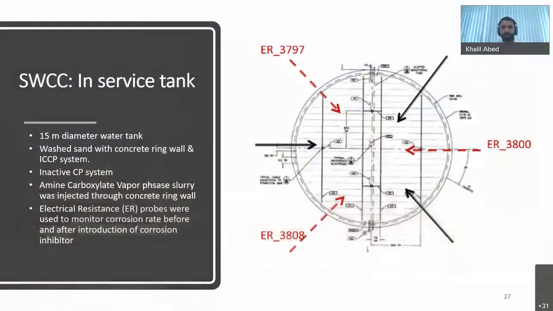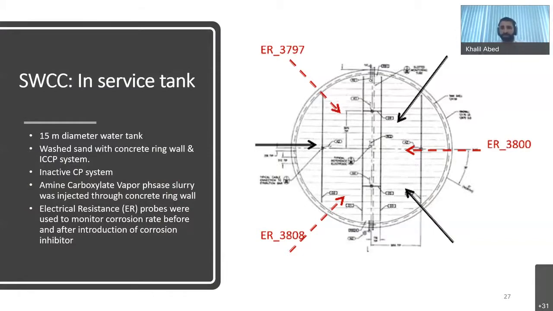It's online, where the vapor phase corrosion inhibitor liquid or slurry was injected through 3 injectors. The injectors are basically the black solid arrows, and 3 probes were installed also under the tank, which you can see indicated by the dotted or dashed red arrows.